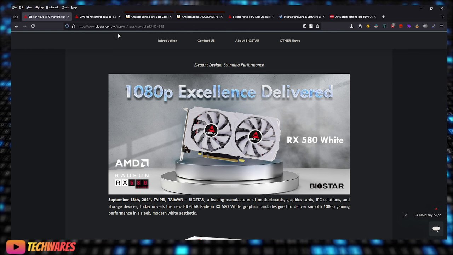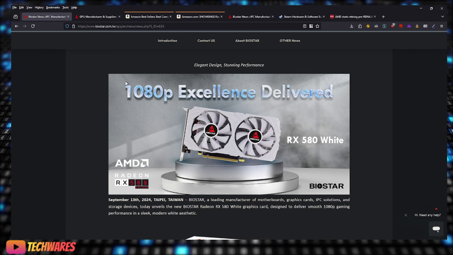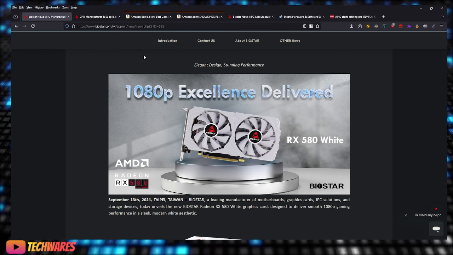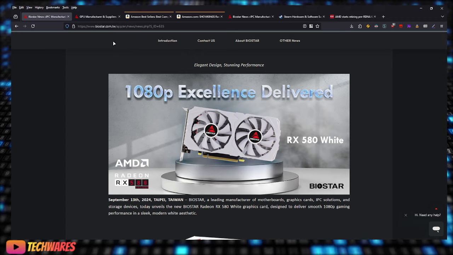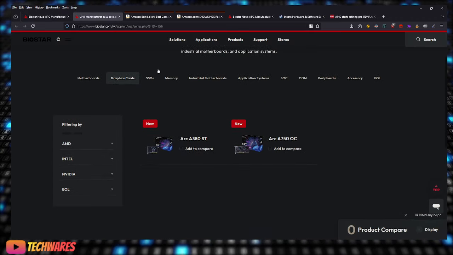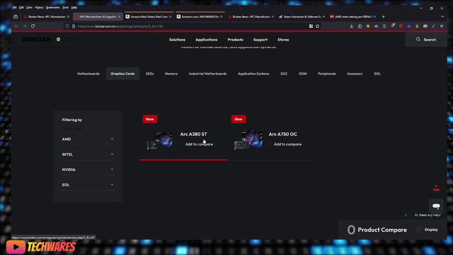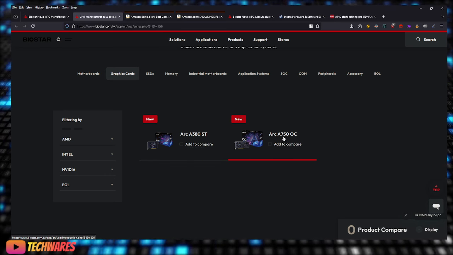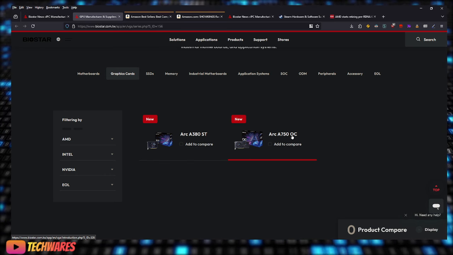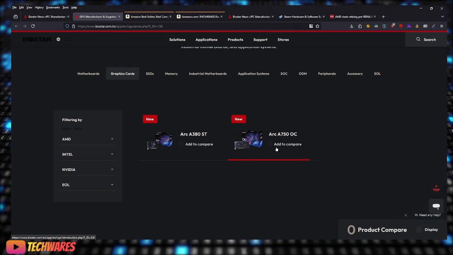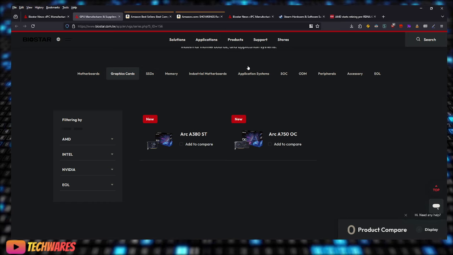In my opinion, I think they should have released an Intel Arc GPU. It's a newer GPU. Drivers are still supported. Because right now, Biostar only sells the A380 and the A750. I would love to see Biostar selling an A770, an Arc A770. But hey, that's what it is.